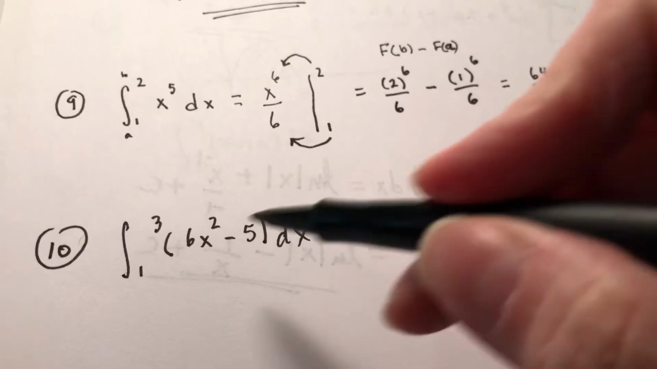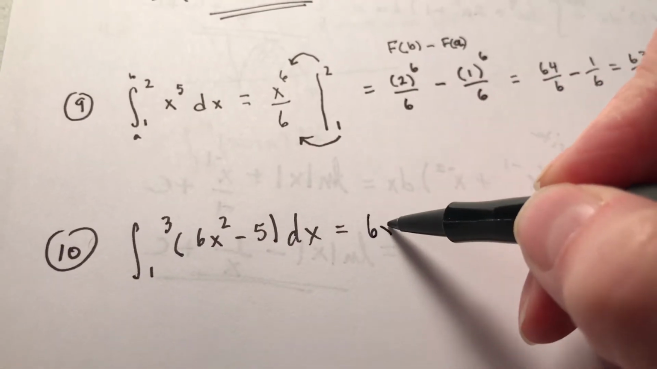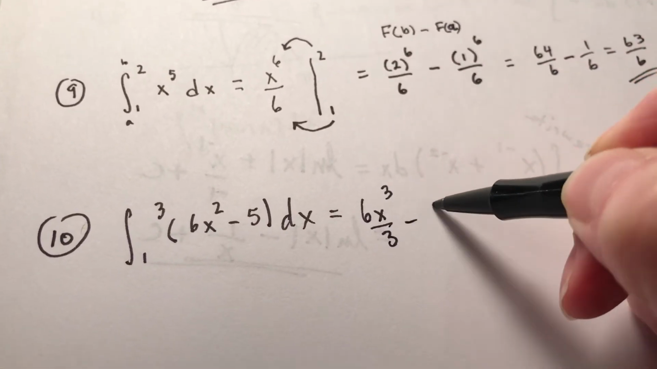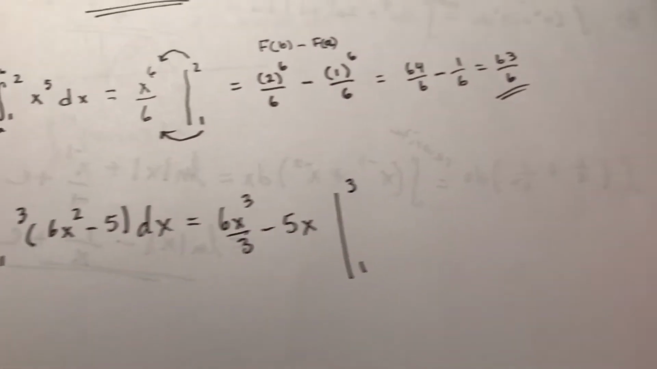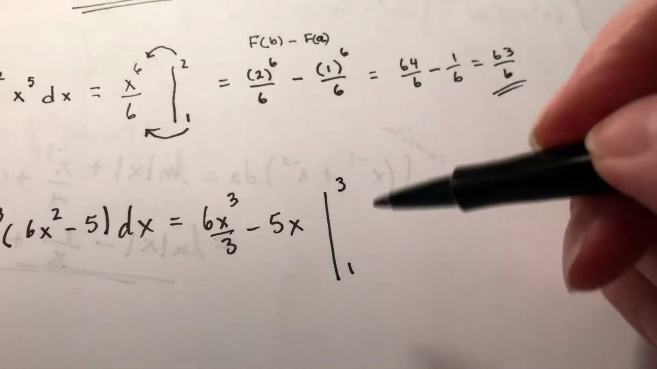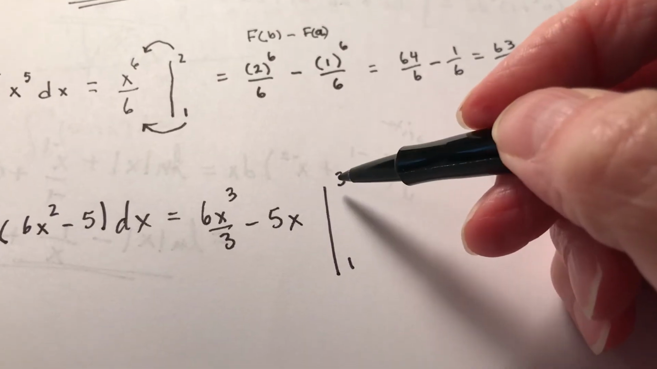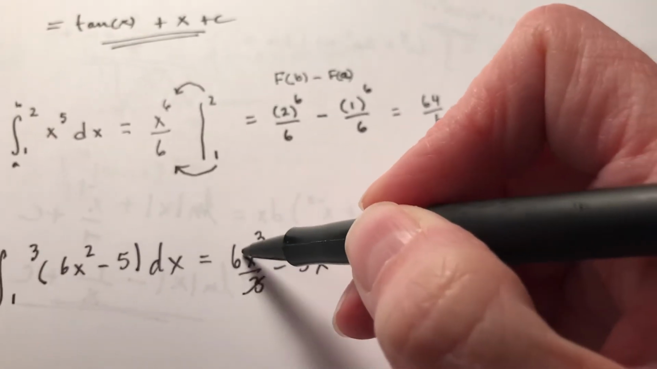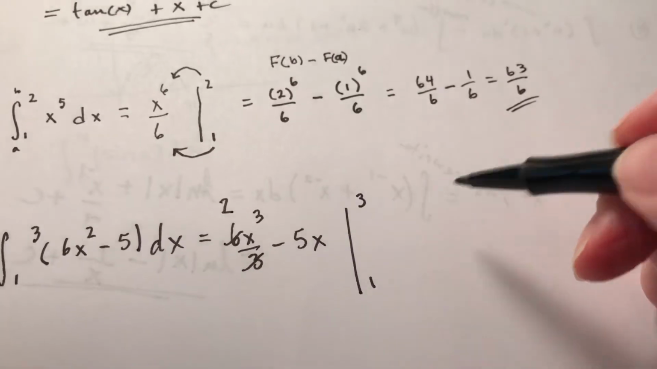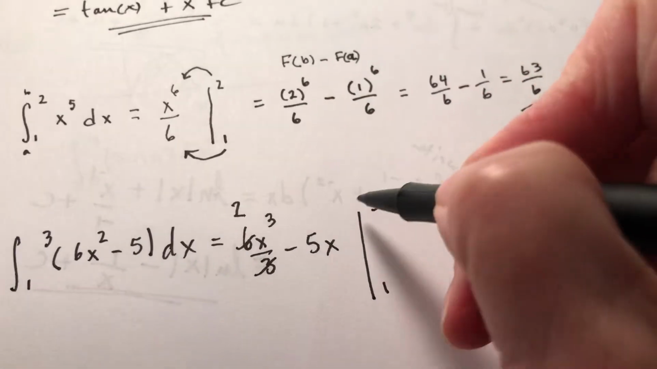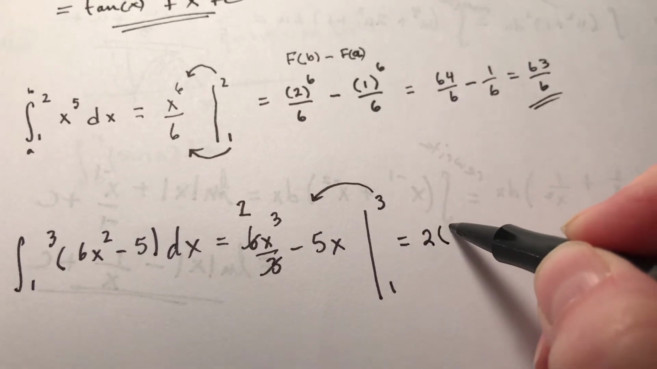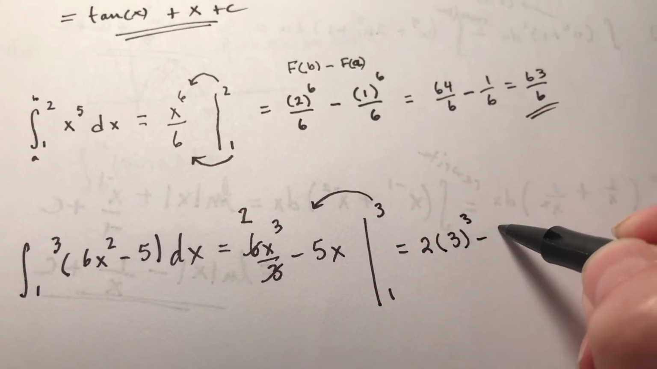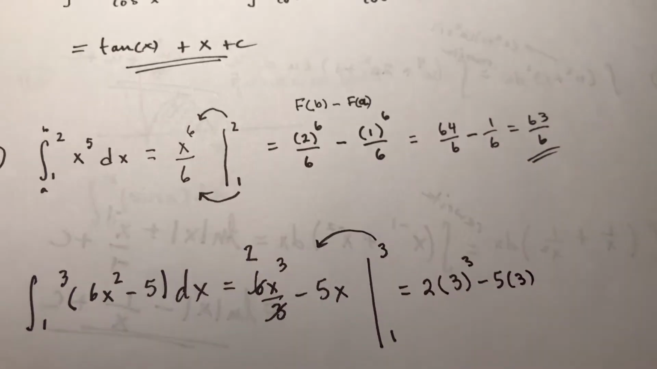All right, so we're going to do our integral 6x to the 3rd over 3 minus 5x. Now we're going to have, these are called limits of integration. And this 3 goes into the 6 two times, so I really have 2x to the 3rd. So first of all, you plug in the 3. So this is equal to 2 parenthesis 3 to the 3rd power minus 5 times 3, like that.